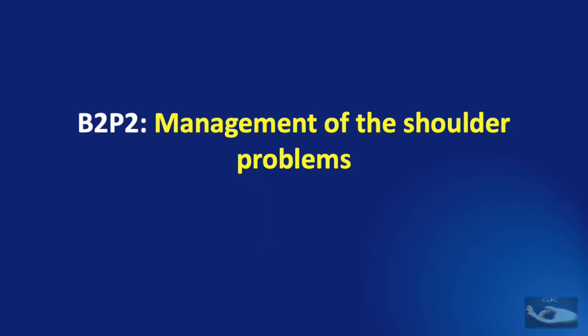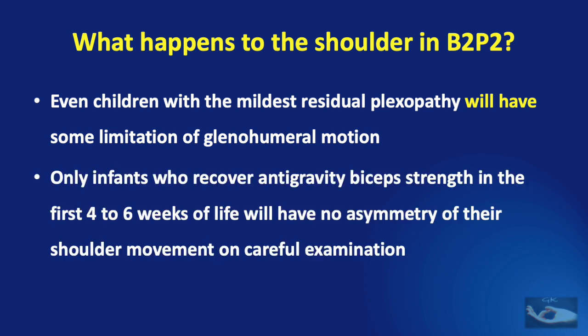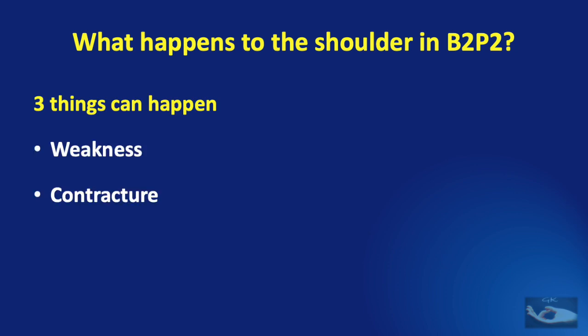Before we talk about the management of shoulder problems in birth brachial plexus palsy, we need to understand that even children with the mildest residual plexopathy will have some limitation of shoulder motion, and only infants who recover anti-gravity bicep strength in the first 4 to 6 weeks of life will have no asymmetry of their shoulder movement even on careful examination. So what can happen to the shoulder in birth brachial plexus palsy? Three things can happen: weakness, contracture, and joint deformity, otherwise called glenohumeral deformity or dysplasia.